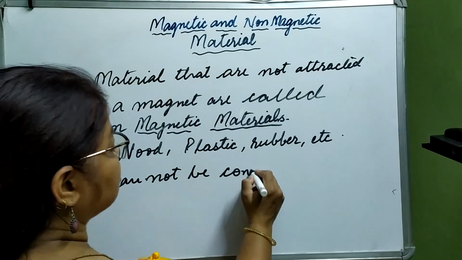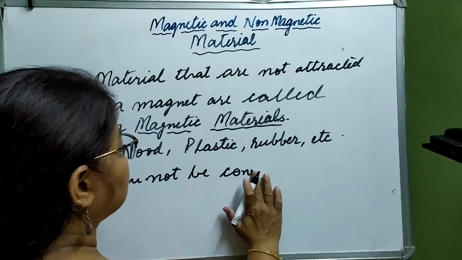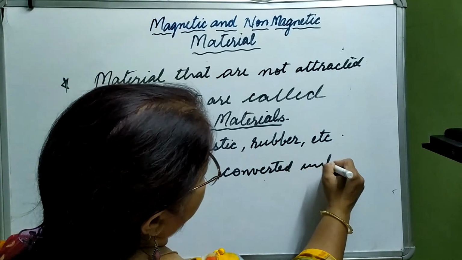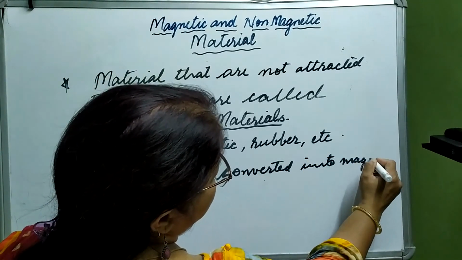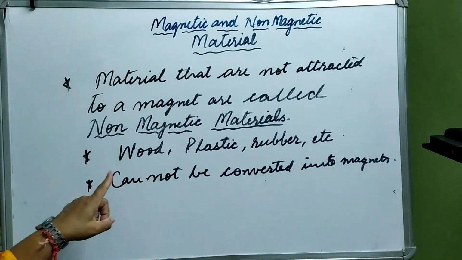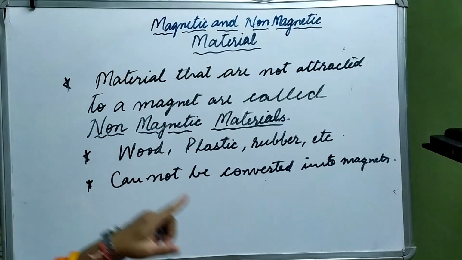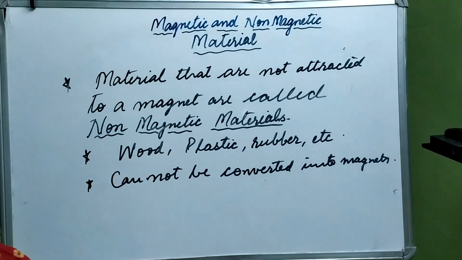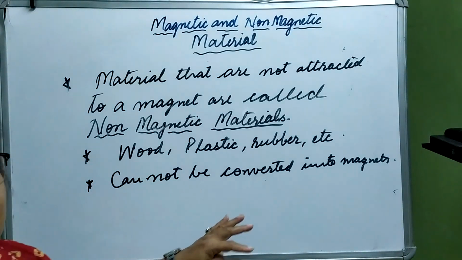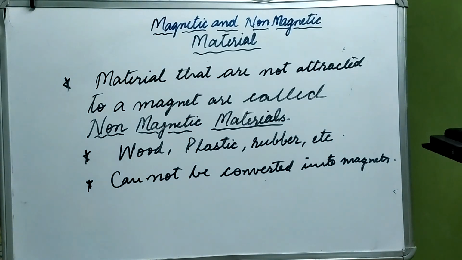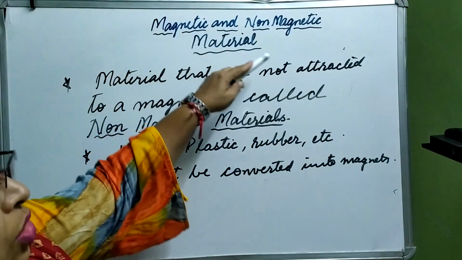So another important thing is that these materials which are non-magnetic in nature cannot be converted into magnets. So again, non-magnetic materials are the things which are not attracted towards a magnet. Examples are wood, plastic, rubber, etc. And they cannot be converted into magnets even. So we have discussed magnetic and non-magnetic material.